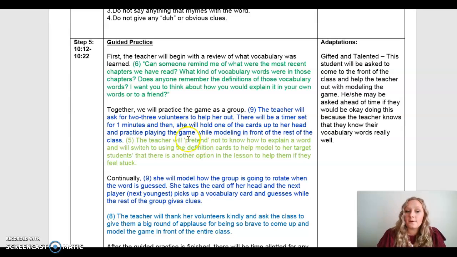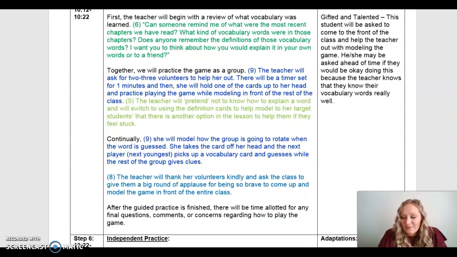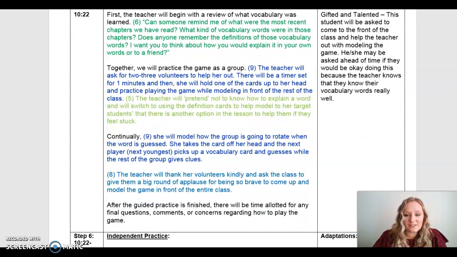target students. I have another number 9, models a strategy and engages. I'm going to show students how they are going to rotate after they guess a word, taking the card off their head and moving to the next youngest player. They'll pick up the vocabulary card and the rest of the group will give clues.